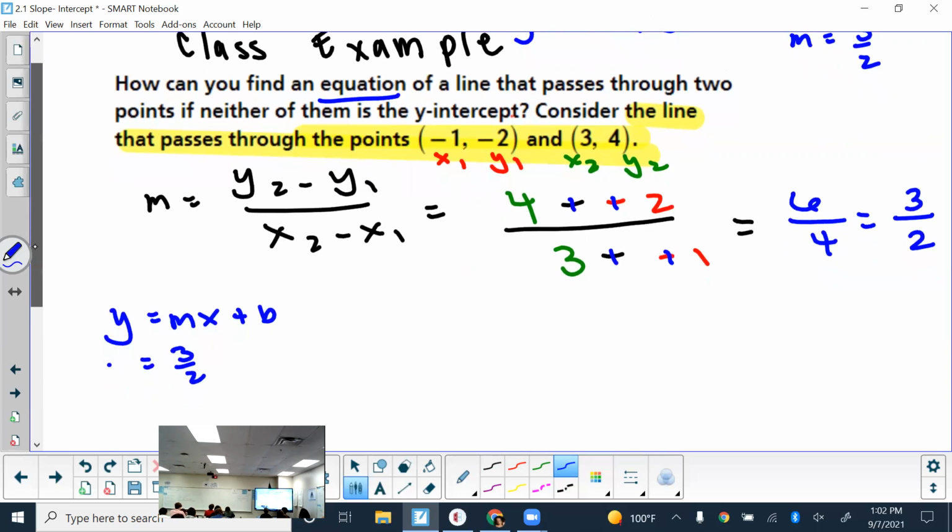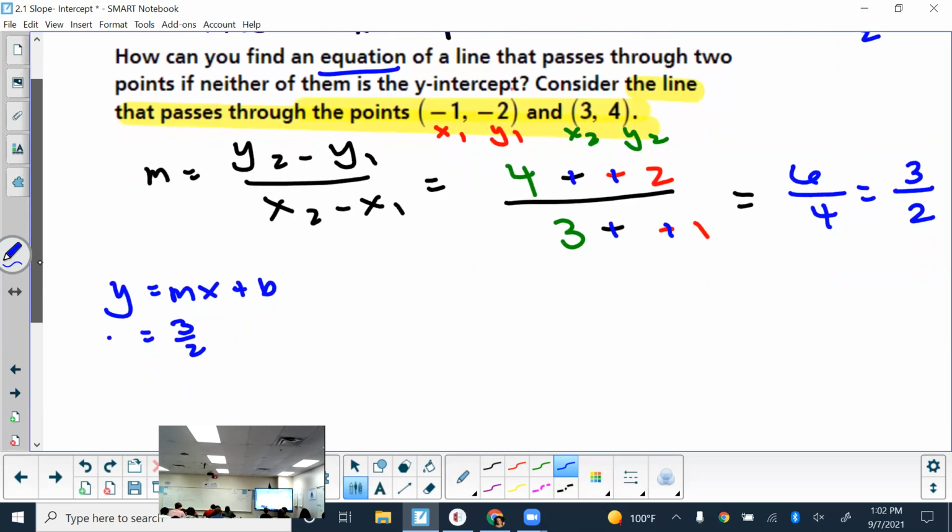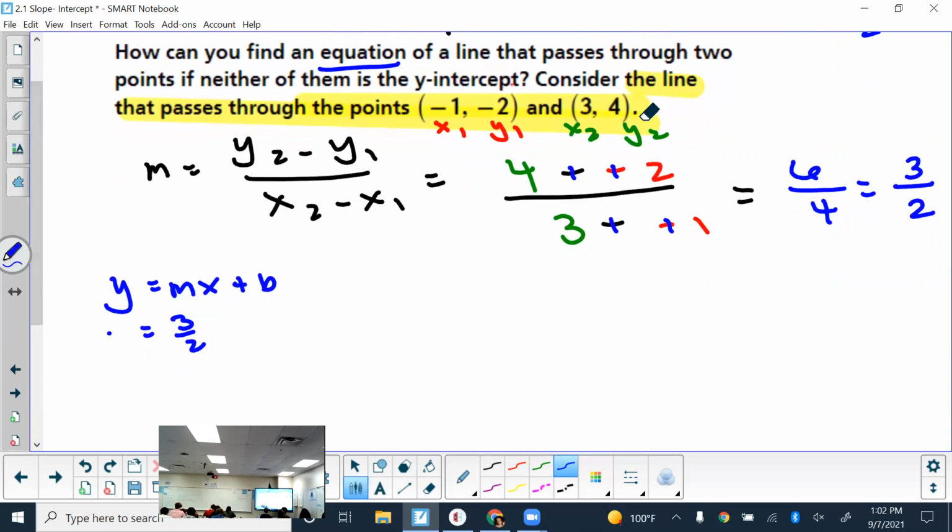Now, we do have enough information, maybe you just can't tell right away, but we do have enough information to figure out what the b is. Because what did I tell you that the x and y represent? Look at your vocab section. I know I told you to write it. Maybe you did, maybe you didn't. What does the x and y represent? On the line. Any point on the line.